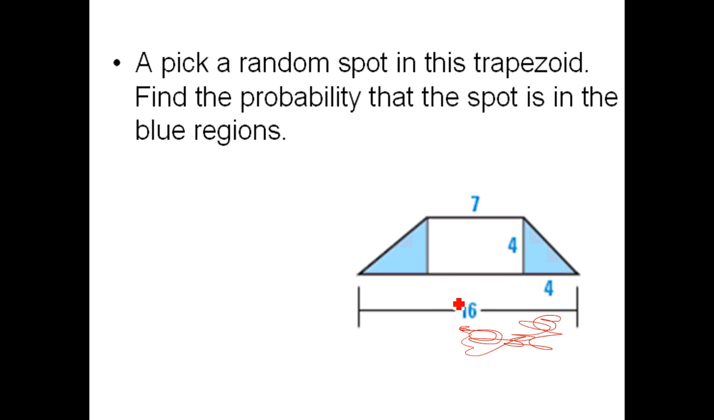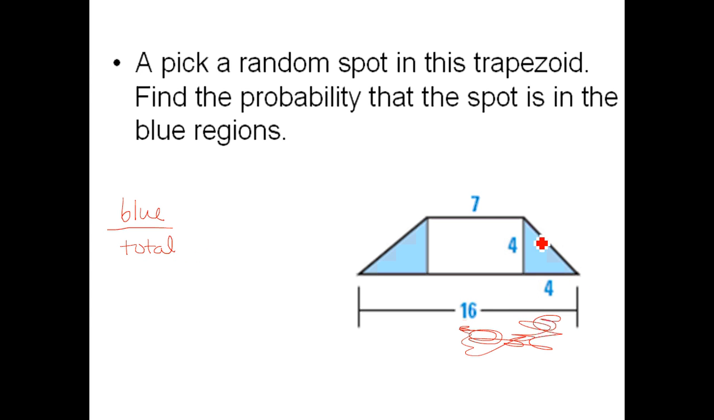So let's take a look at this one. We have a trapezoid, and we're going to find the probability that the spot is in the blue regions. So we're going to basically have a random point on here. We're going to choose what's the probability that it would land in the blue regions and not in the white one, okay? So let's first consider the area of the blue regions, because we're going to need to figure out that area over the area of the total. This is our setup.